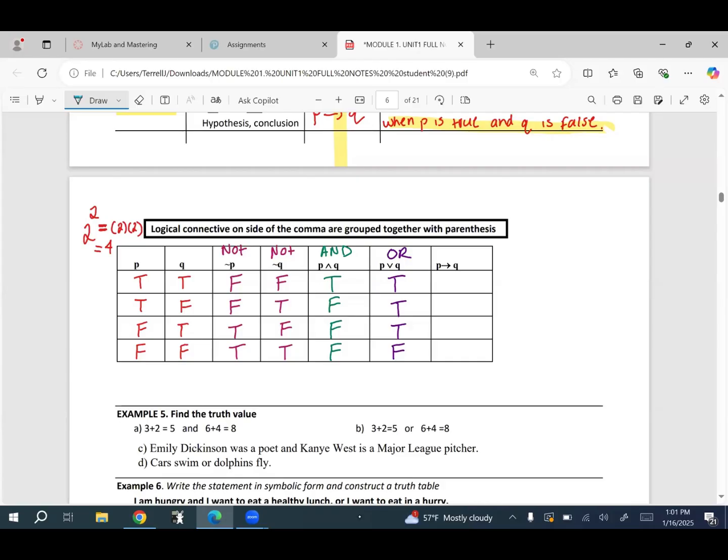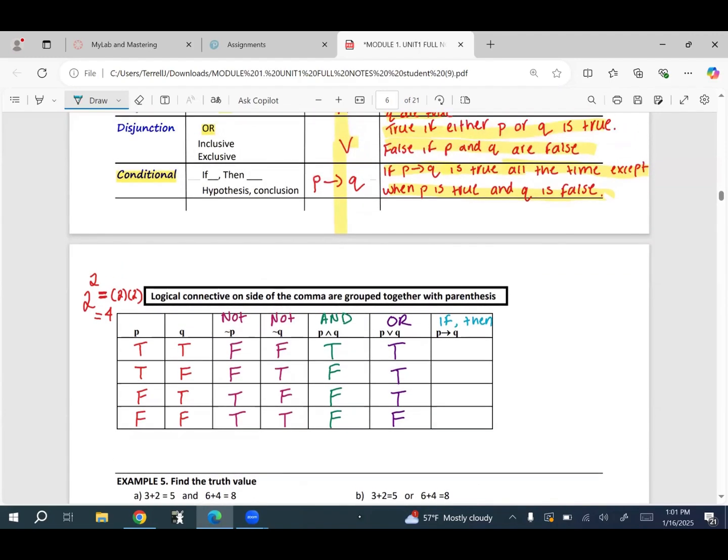Good. This is the if-then statement. And so let's look at what happens here. Look at the rule. If P then Q is true all the time, except when P is true and Q is false. So these if-thens, I found that they're a little bit harder to understand. So I'm actually going to give you an example on the side here. You can write it down if you want to, of an if-then statement so that it kind of makes sense as we go through these scenarios.